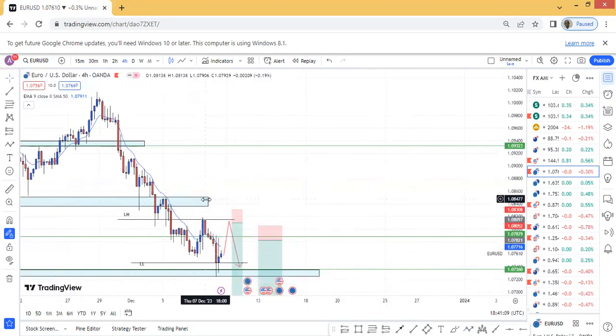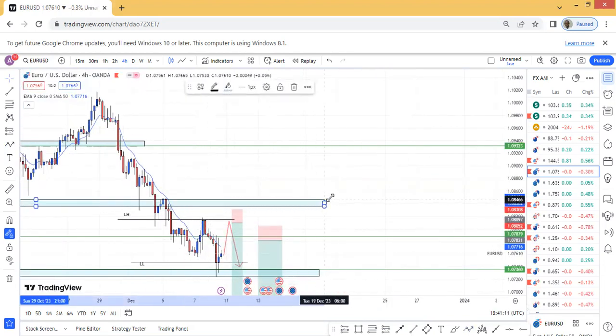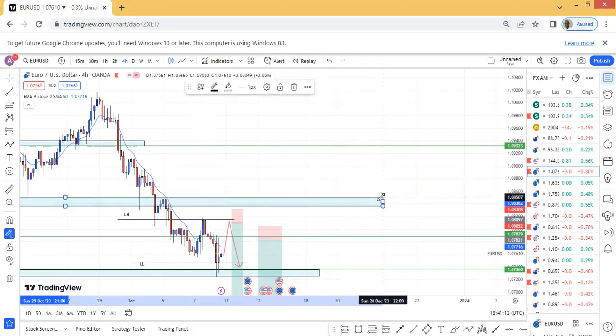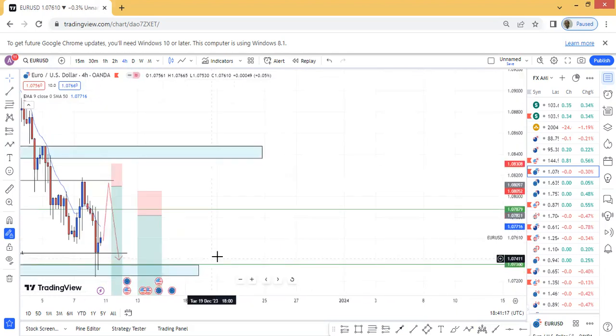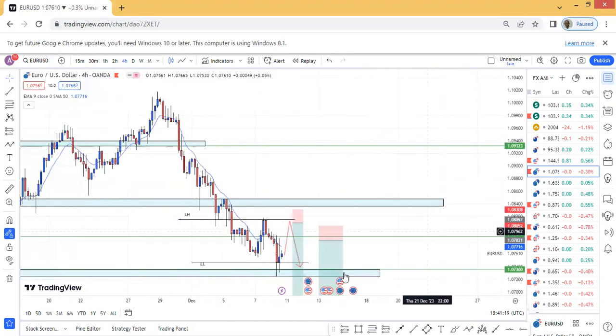But should price break above this zone, break this lower high and form a higher high, then probably we'll also consider going long. But whatever the case may be, we'll have to see what price will do.